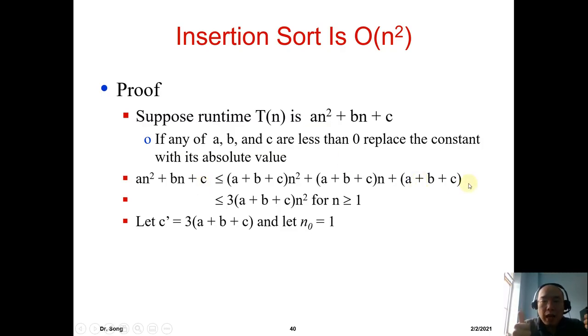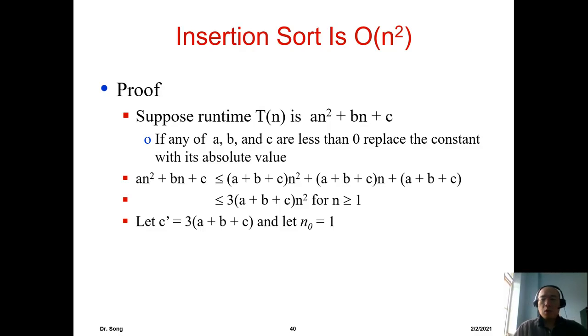Okay, so now we have a plus b plus c in all three of the terms, and let's put them together. This part is guaranteed to be smaller than 3 times (a plus b plus c) n squared. Okay, so what are we doing? We are getting rid of the lower polynomial terms, and we are saying a n squared plus bn plus c is smaller than 3 multiplied by (a plus b plus c), and then n squared, for all n greater than or equal to 1.